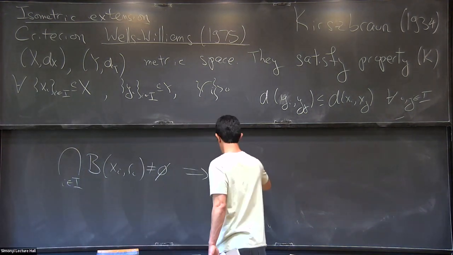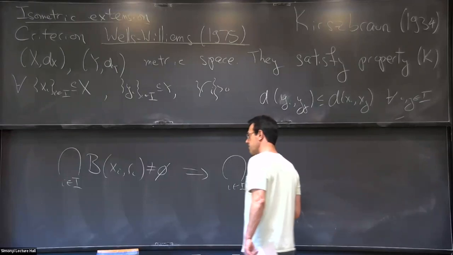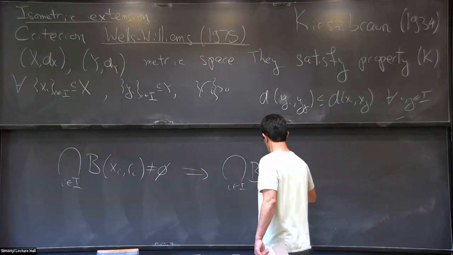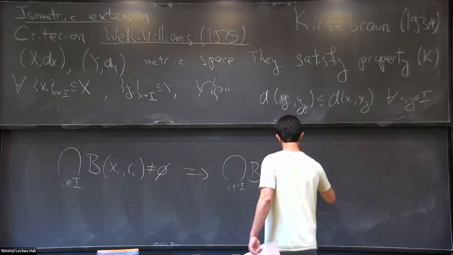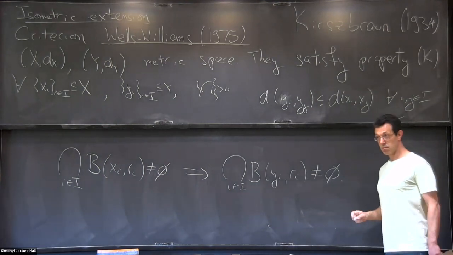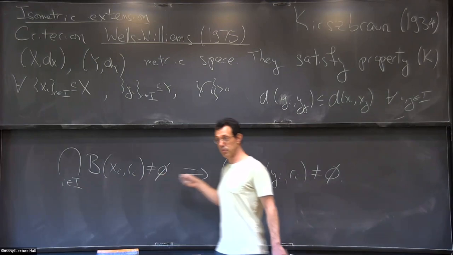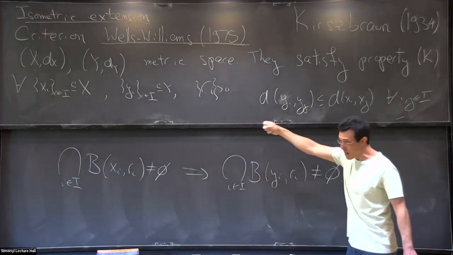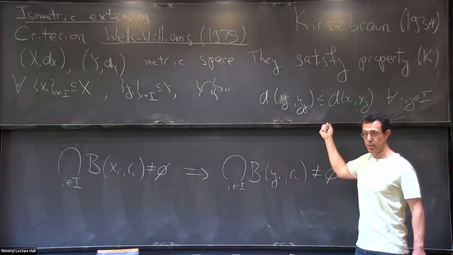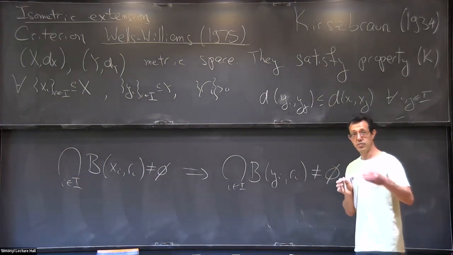Then the same holds. So if there's a point in all these balls, then there's also one in y. So if this happens for every such configuration, the pair has property k. Again, I'm not going to write it out because I'm running out of time.